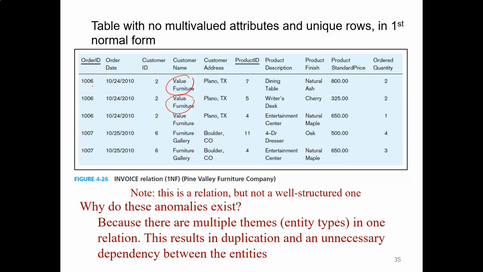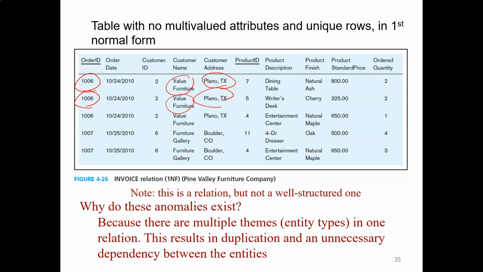Now the table is in the first normal form because every cell here is atomic, only has one value. But the problem with this is there is a lot of data duplication. As you can see here, the customer name, value furniture, the customer ID, the address, there are lots of duplications here. So obviously this table is not well structured. It will have the insertion, deletion, and update anomalies.